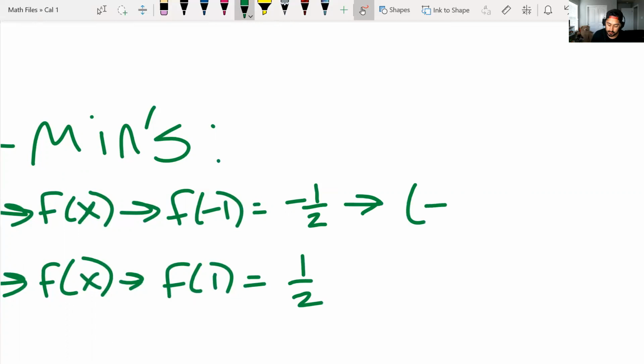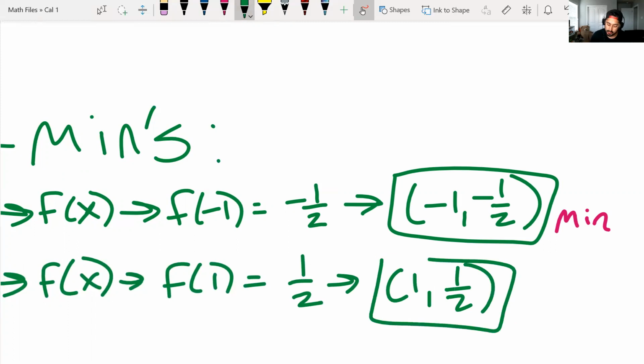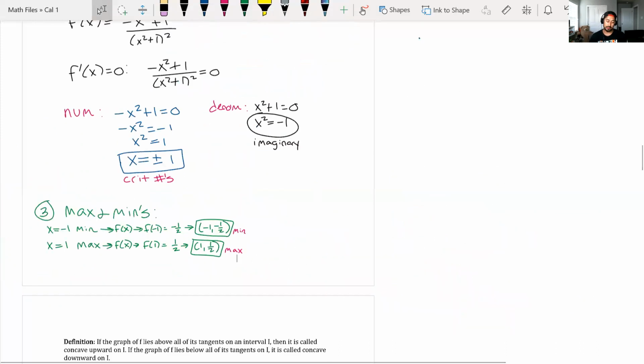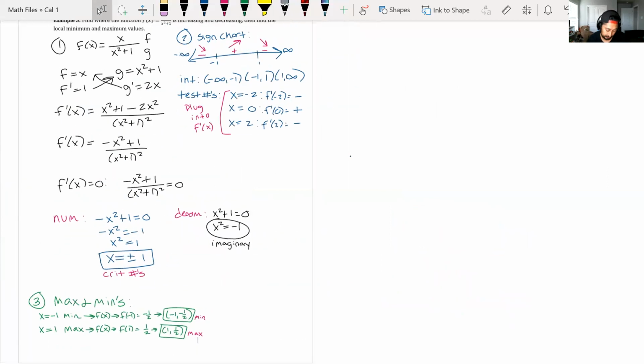So this point, -1, -1/2, that is my min. And then this point, 1 and 1/2, that is my max. The exact location of these maximum and minimums. Okay.